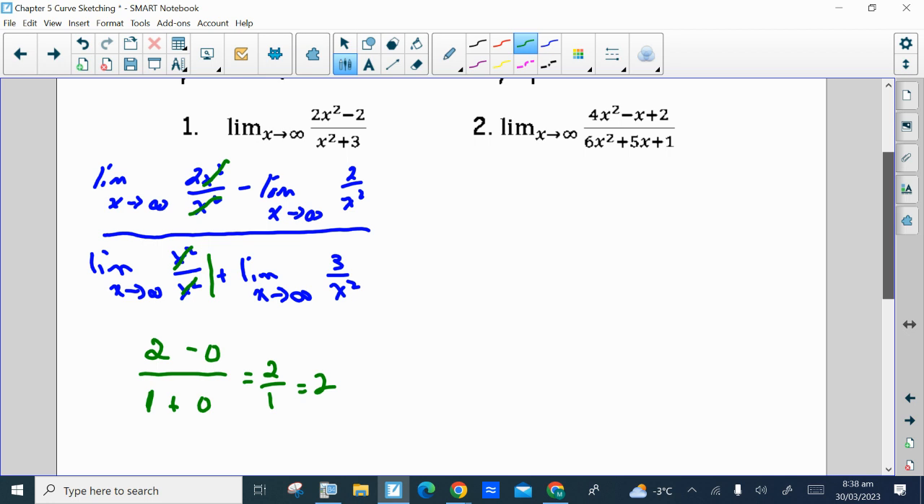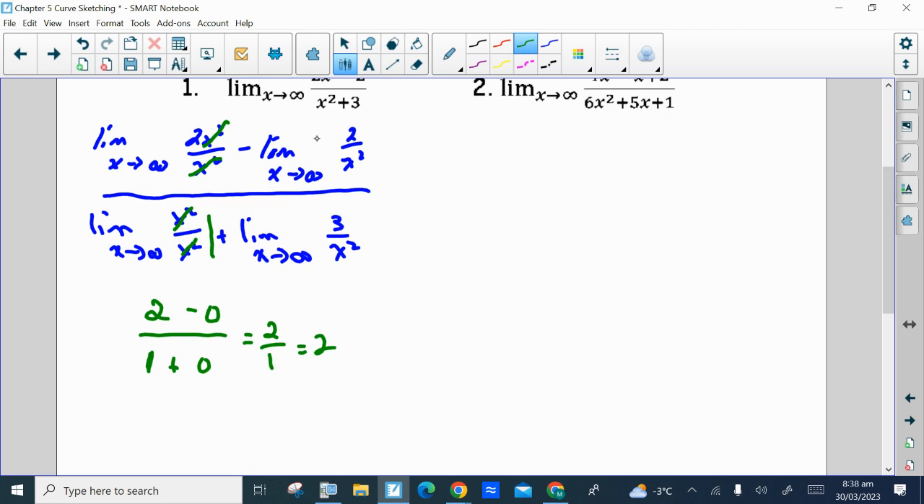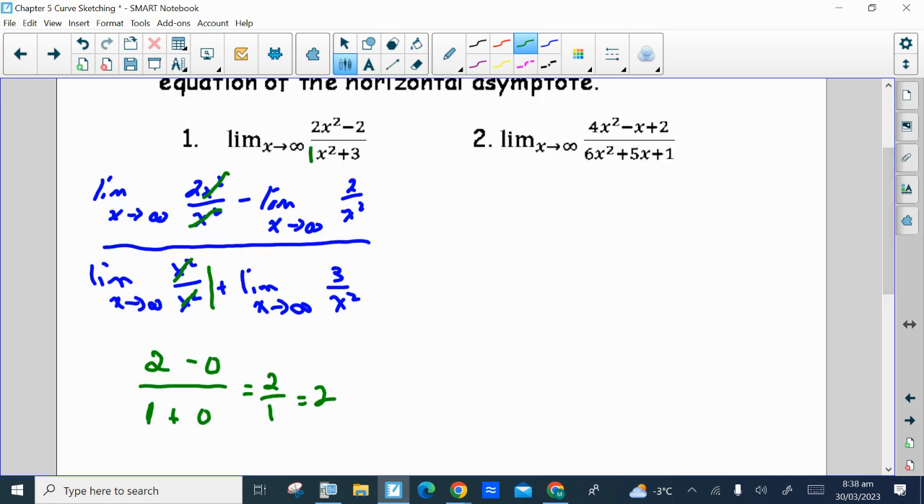And then we talked about the fact that there was a pattern here. We said that when the degree of top and bottom was the same, all you had to do is divide the coefficients of the terms that had those highest powers. So dividing the 2 by the 1 was a shortcut we used to get the equation of that horizontal asymptote.